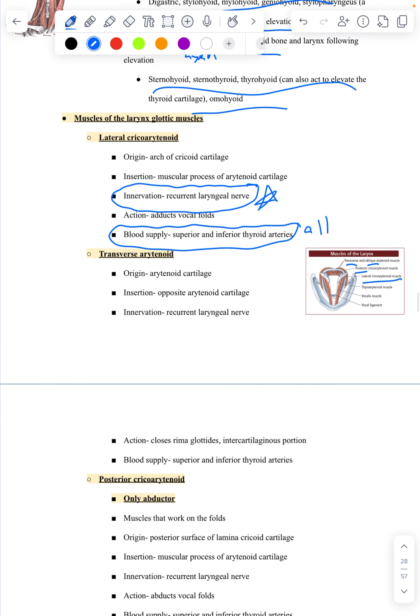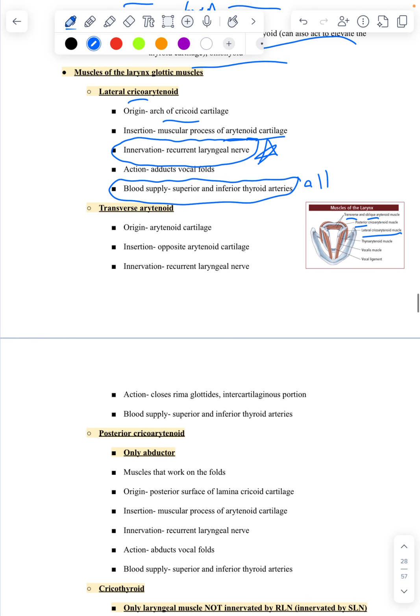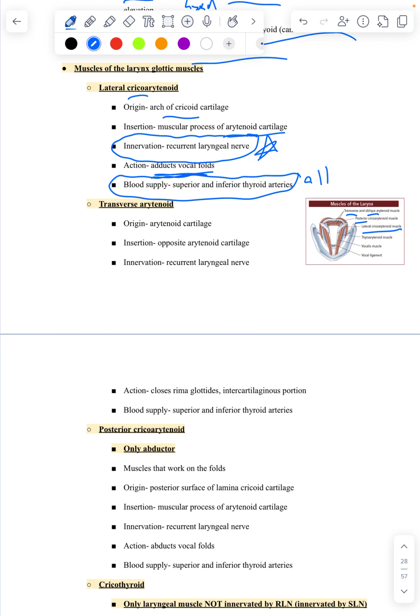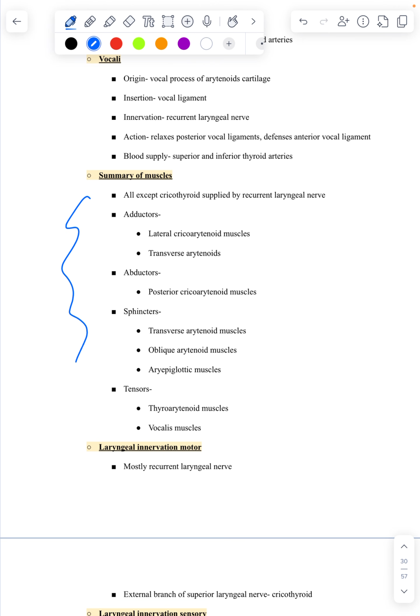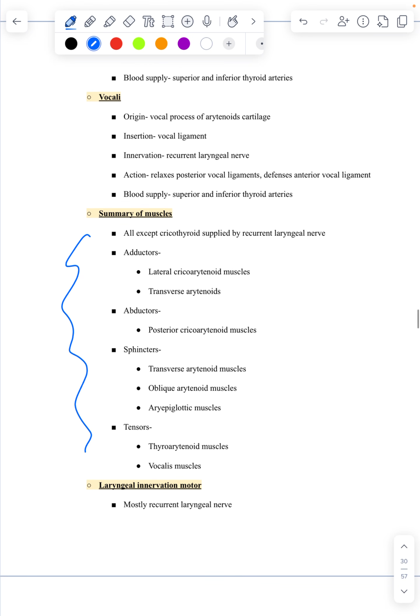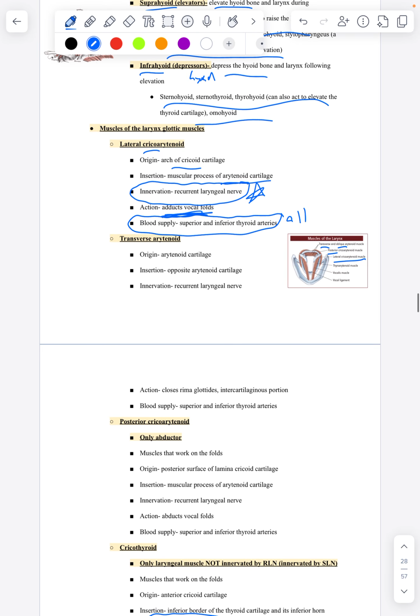So, lateral cricoarytenoid originates at the arch of the cricoid cartilage, and then inserts at the muscular process of the arytenoid cartilage. This is going to adduct the vocal folds. For the actions, Paulina has a good summary here. That tells you which ones are your adductors, abductors, sphincters, and tensors. It's easier to memorize it this way instead of just reading about each one individually.